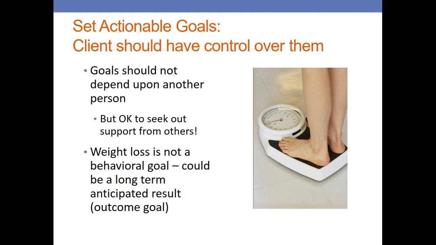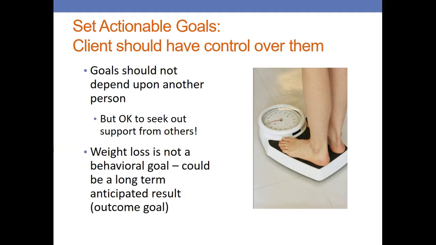However, the goal has to be about what the client will do, not what somebody else in their life is going to do. So for instance, it's not an appropriate goal for the client to say, my friend is going to call me once a week to remind me to work out. That is not actionable. It's not within the client's control. But an appropriate goal could be, I'm going to set a weekly workout date with my best friend. That is something the client has control over. So the client is going to follow through on that behavior of setting that workout date with her friend.